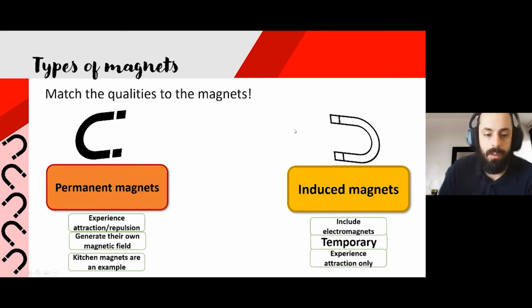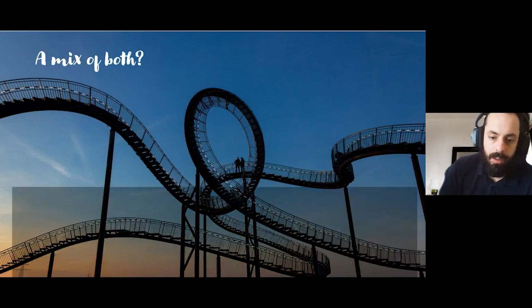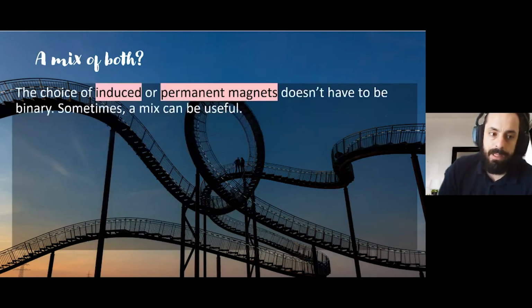Okay, guys, so permanent magnets can experience attraction and repulsion. They generate their own magnetic field, and one example is kitchen magnets. Induced magnets include electromagnets. They're temporary, and they only experience attraction, guys. Okay, so what are we looking at over here? What is this, guys? Roller coaster. You're correct. So, a mix of both.